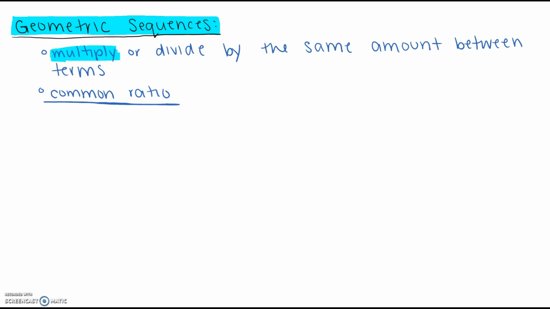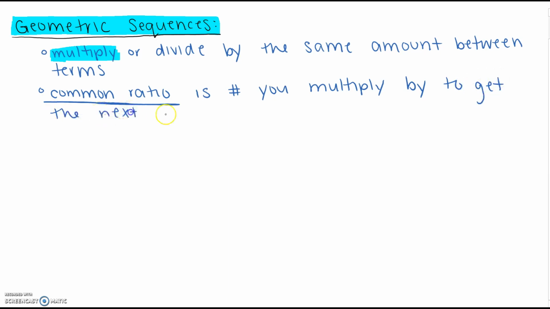So the common ratio is the number you multiply by to get the next term in the sequence. Again, I'm going to emphasize multiply. I don't want division symbols. We're always going to multiply to get the next term in the sequence.